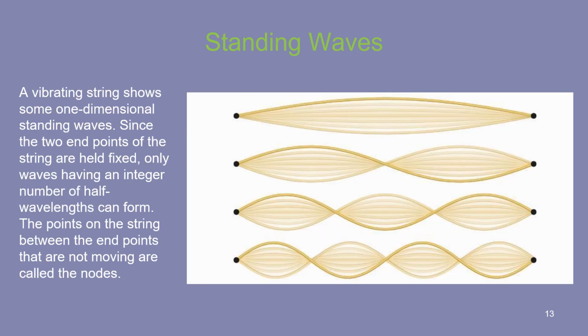So here you can see a vibrating spring shows this standing wave, and depending on how it fluctuates, you can have different waves. Just note that the points between these little points right here are called nodes.